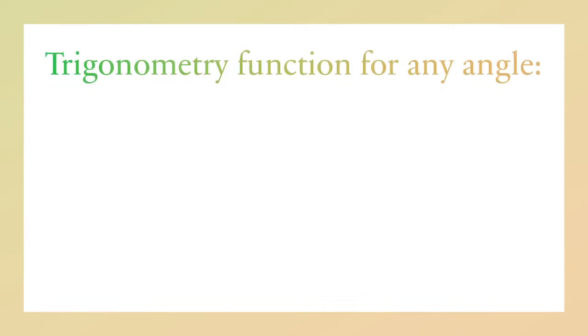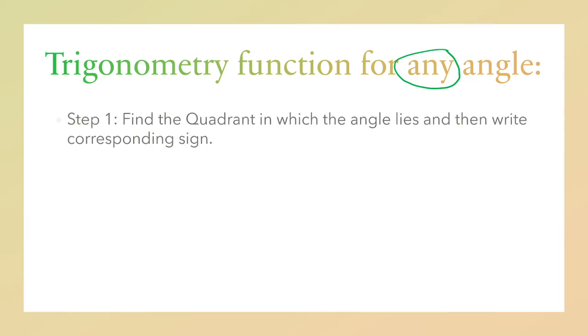So, trigonometric function of any angle. Now I become more precise. Any angle means, that angle may not be some special angle, but definitely many angles we can now find out. The first step would be to find out in which quadrant the angle will lie, and based on it you should first write the sign.